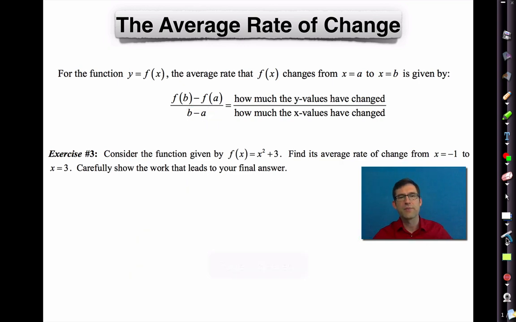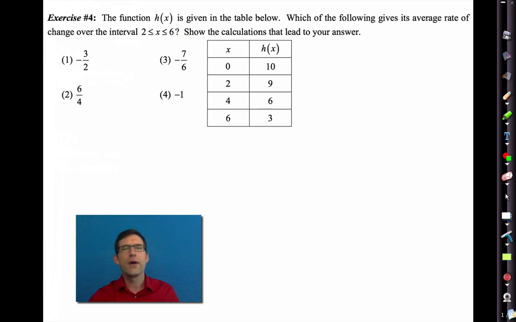Let's move on to the next one. All right, now we got to be able to deal with functions in all their different forms. So here we have a function given with a table. The function h of x is given in the table below. Which of the following gives its average rate of change over the interval 2 to 6?